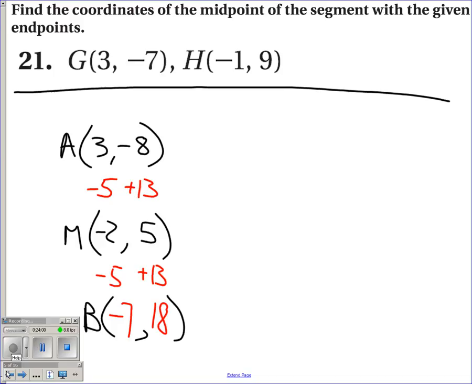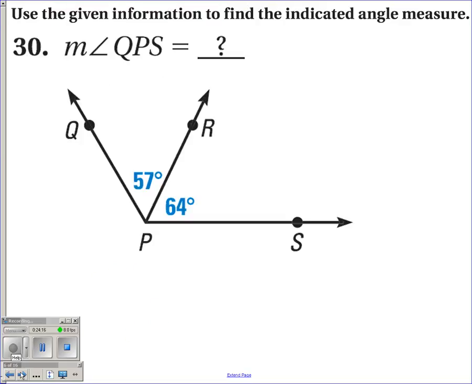Anytime that you see a problem where the midpoint is given and one of the two endpoints, this is a much faster method instead of plugging directly into the midpoint formula. For me, that's a whole lot harder. So I'll try that. Let's keep going.